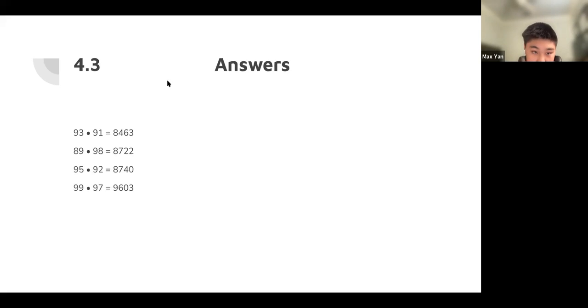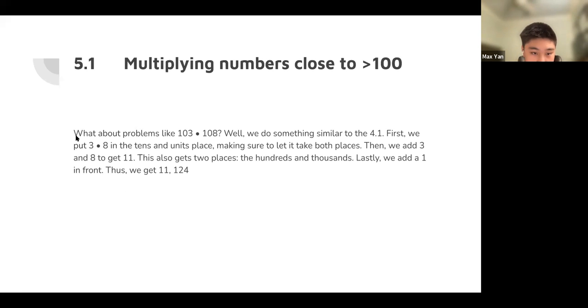All right. 93 times 91 is 8,463. 89 times 98 is 8,722. 95 times 92 is 8,740. 99 times 97 is 9,603. Again, doing these problems will help you. If you just look at the methods without doing them, then it doesn't really help.